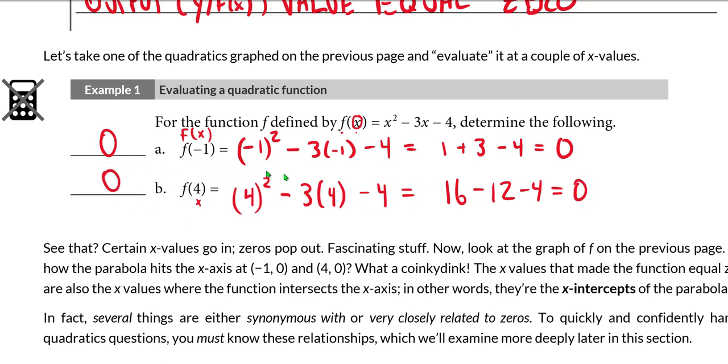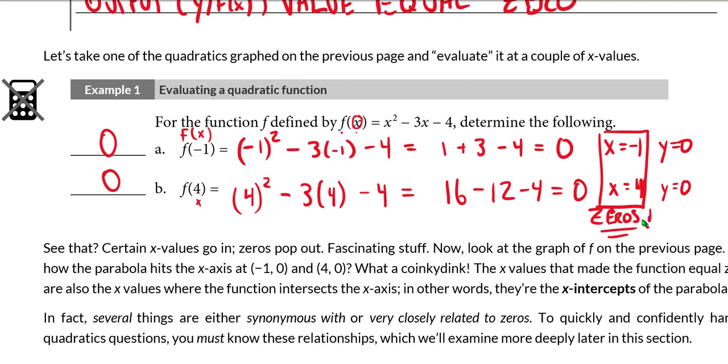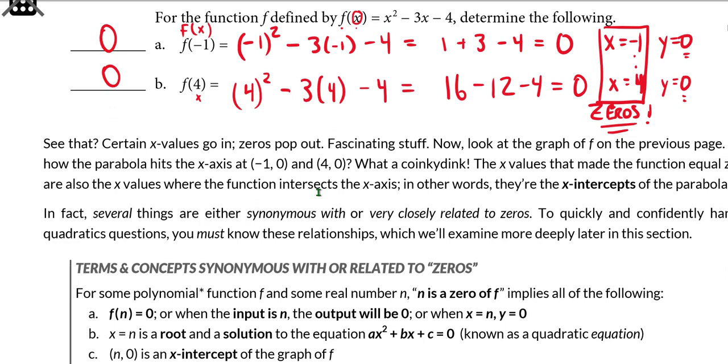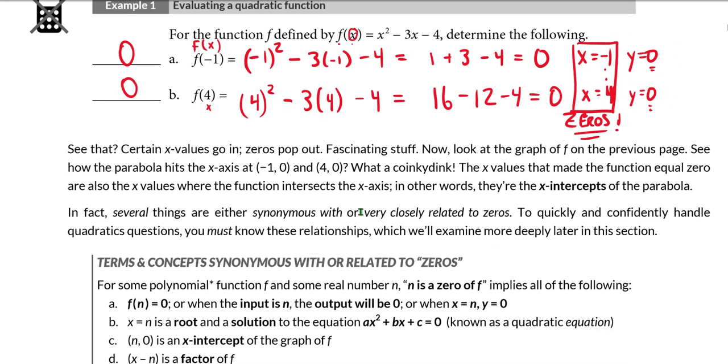So when x equals -1, my y or f of x equals 0, and when x equals 4, my y or f of x equals 0. That means that these two values of x, -1 and 4, are the zeros of this function. They are, in fact, the only zeros of this function, but these are the two x values that will produce a y or f of x value of 0. Therefore, those two x values are the zeros of this function. X value goes in, 0 pops out. That means that x value is your zero, or those are your zeros.